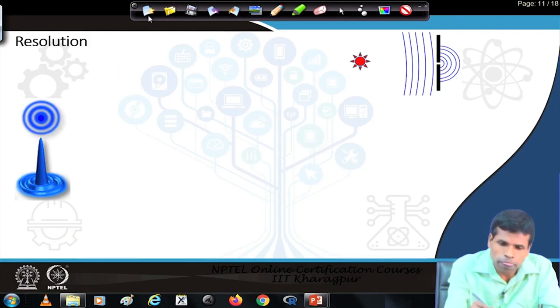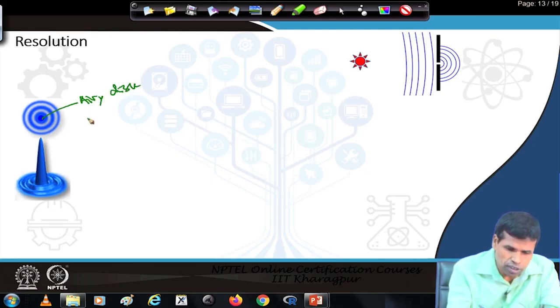Now, the diameter of these disks, let us say the diameter of the disk is d, is inversely proportional to the aperture diameter.